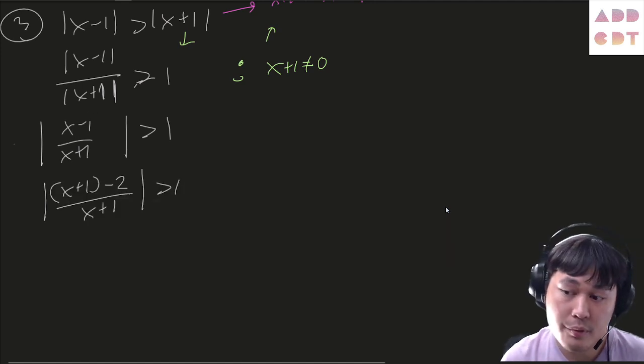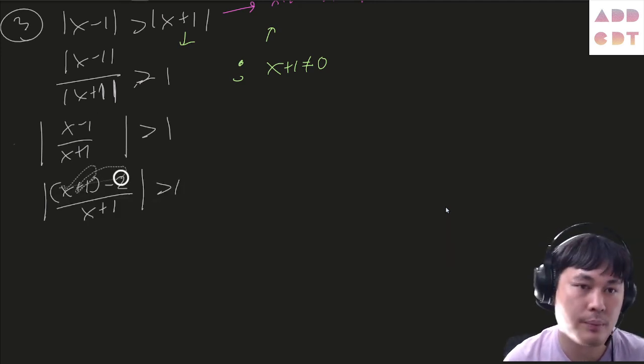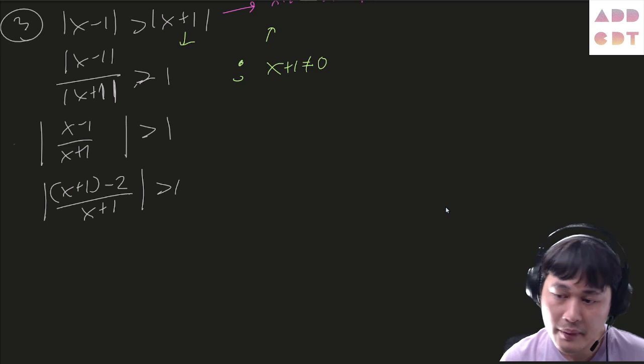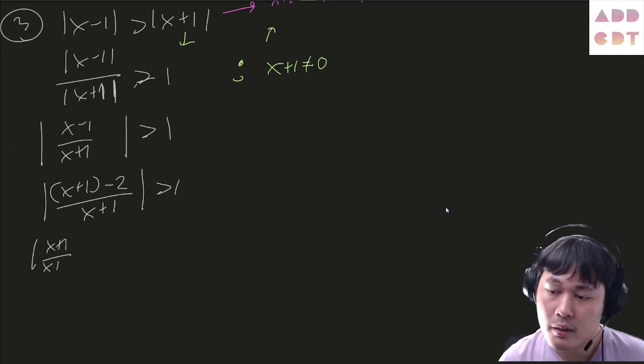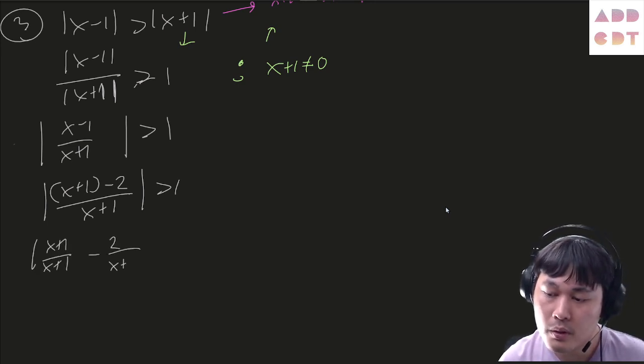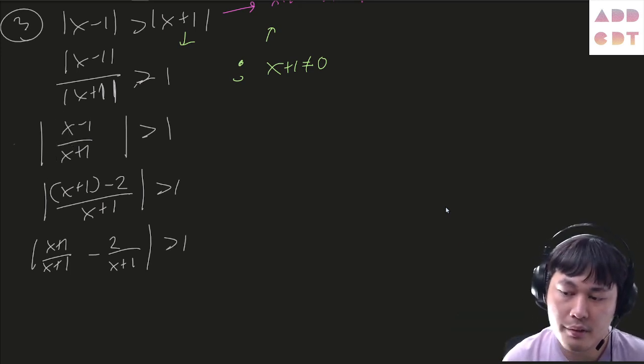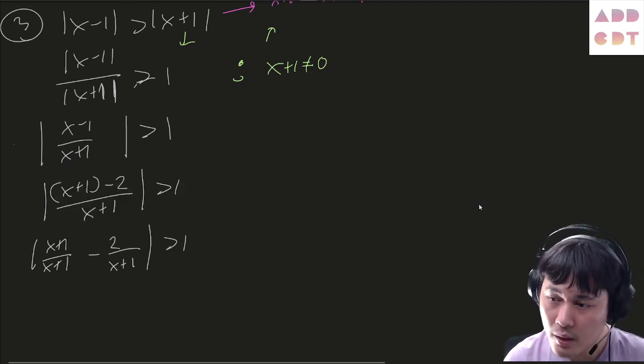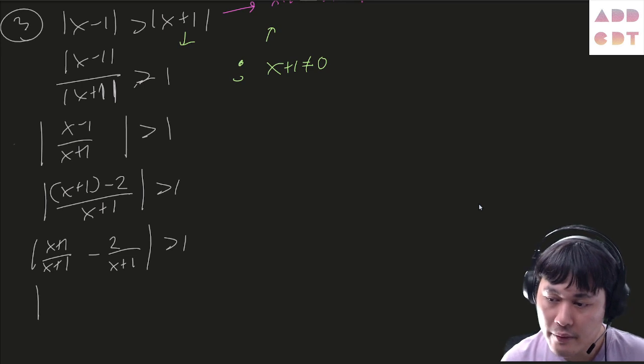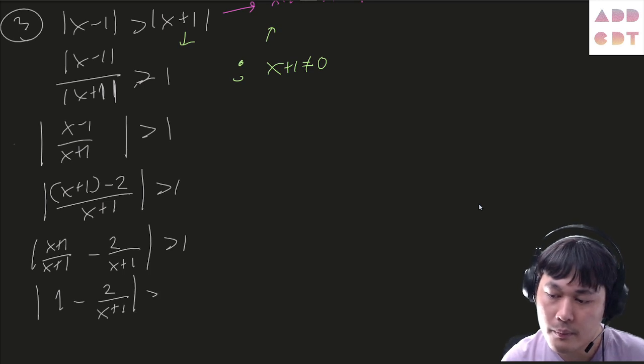We replace x minus 1 by x plus 1 minus 2. And the reason we do this is because we want to get rid of x on top. When there is more than one variable x, it's more difficult to deal with. So we want to get rid of it by splitting it into two terms. That becomes 1, and that becomes 2 over x plus 1.